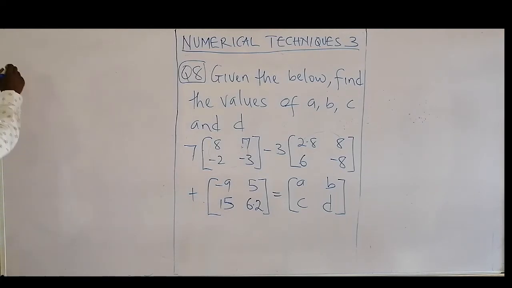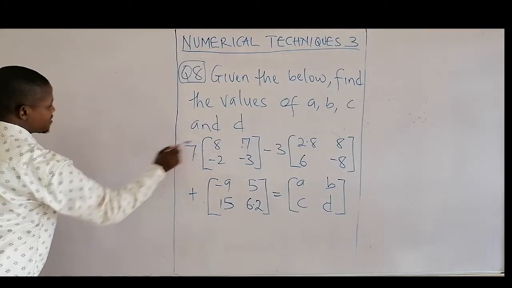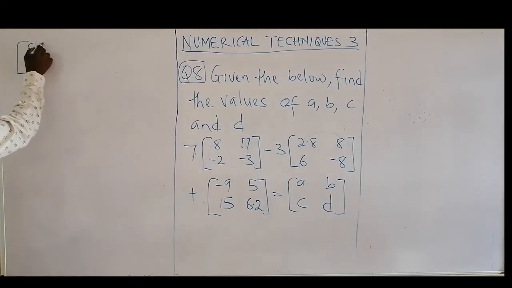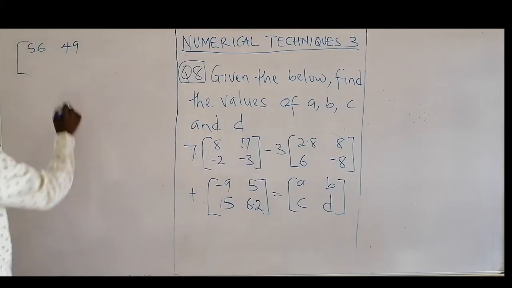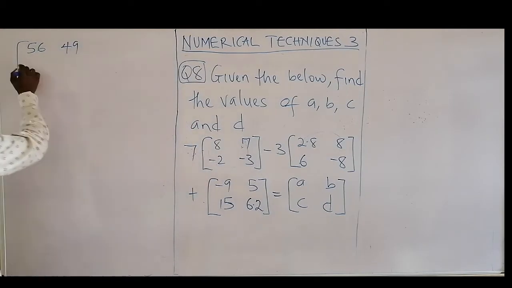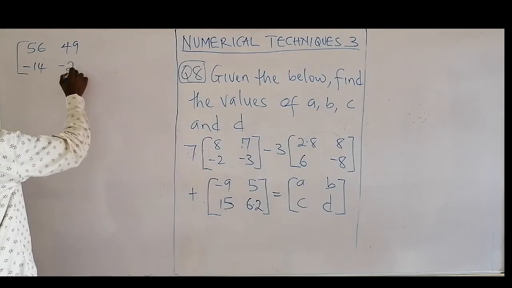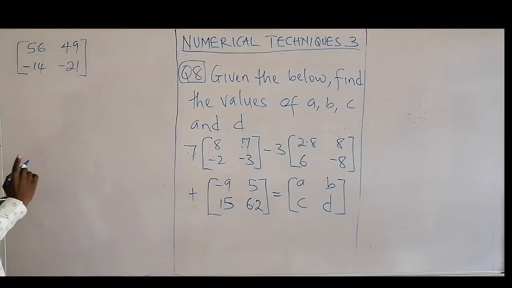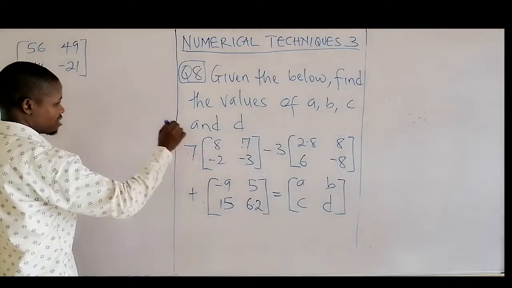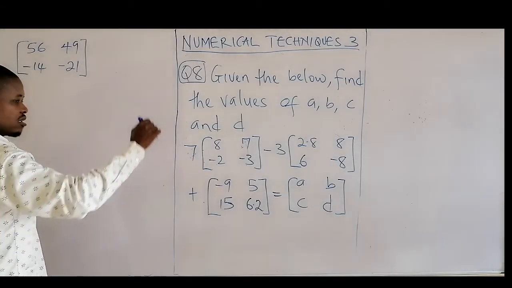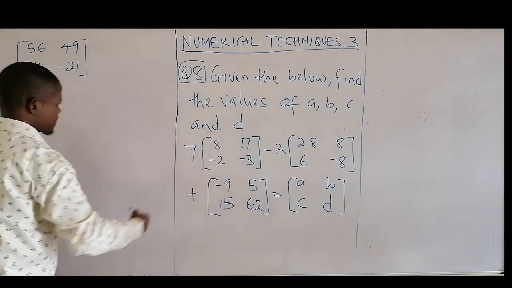So let's do one by one. The first one is 7 times 8, we have 56. And then 7 times 7, that's 49. And then 7 times minus 2, that's minus 14. And then 7 times minus 3, that's minus 21. One thing you have to note is that when you have a scalar value outside the matrix, it's going to multiply each of the elements of that matrix.